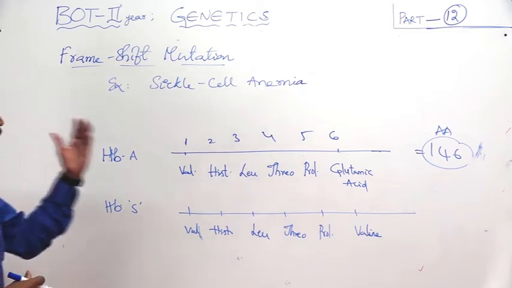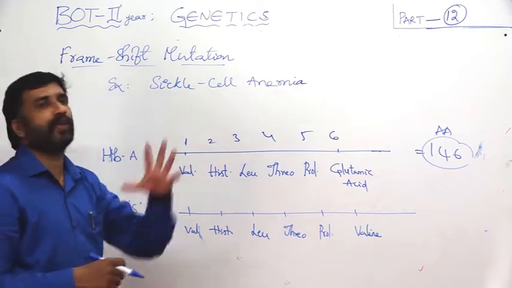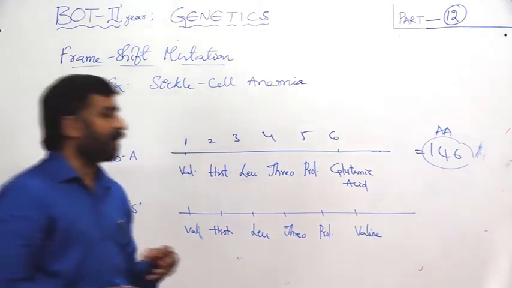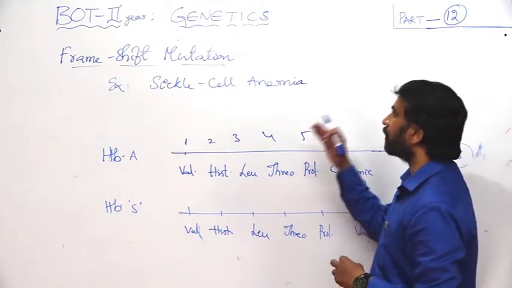So for that, the best example for frame shift mutation is sickle cell anemia in humans.